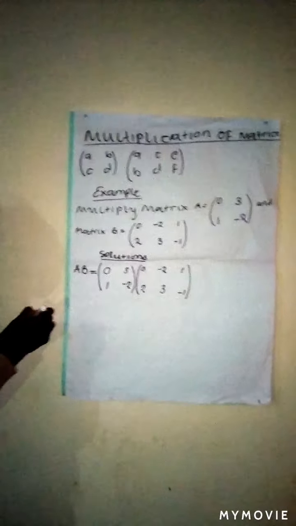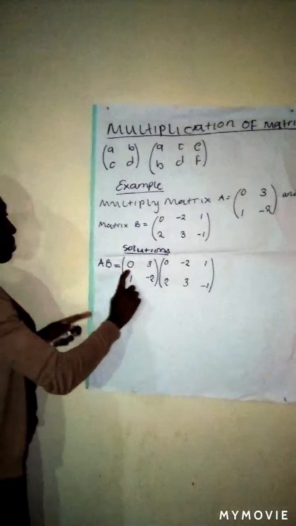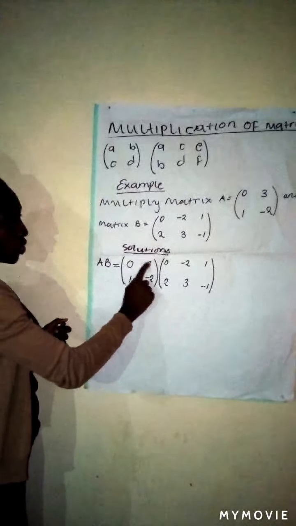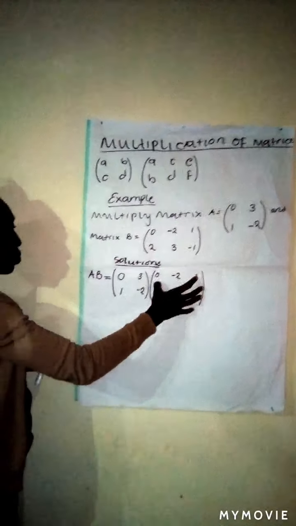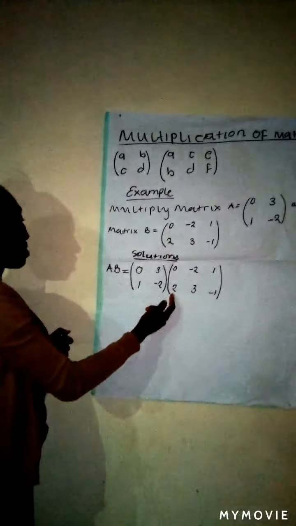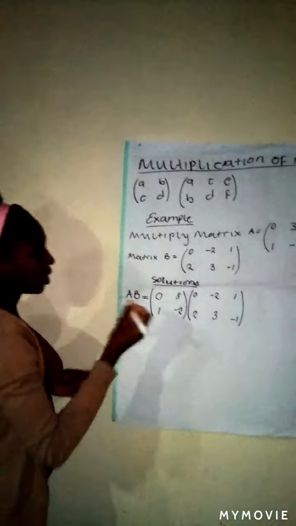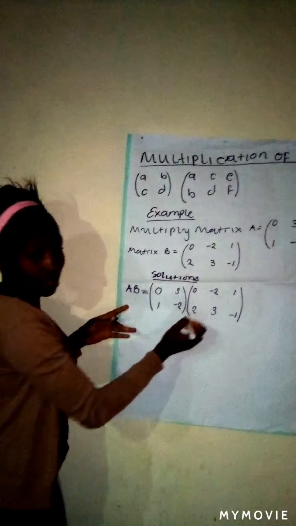Like I said, you first check whether your matrices are compatible or not. You count the number of entries in the row of the first matrix: 1, 2. Then you count the number of entries in the column of the second matrix: 1, 2. If there are 2 elements there and 2 elements there, then your matrices are compatible and you can multiply. We always multiply rows with columns.